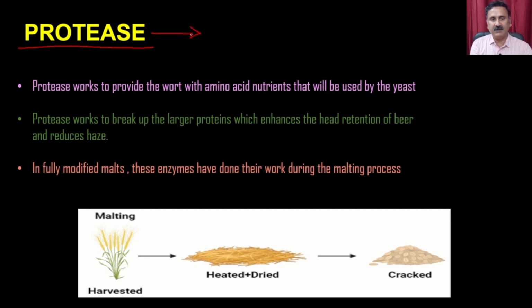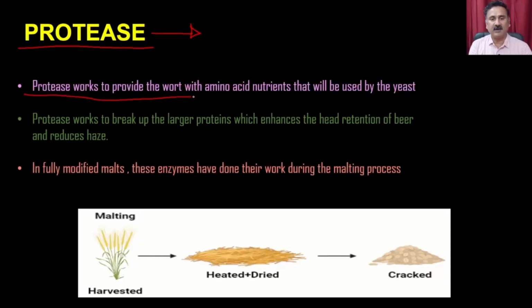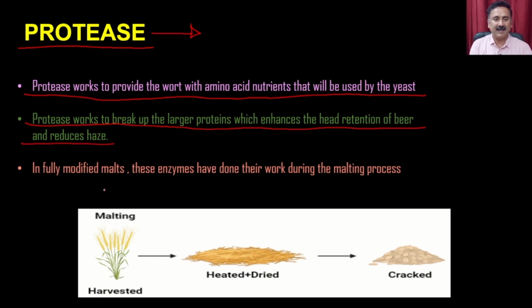We have already discussed in detail how you can produce the protease from microbial sources, how you can purify it, and how you can do the characterizations. Protease works to provide the wort with the amino acid nutrients that will be used by the yeast. The protease works to break up the larger proteins, which enhances the head retention of the beer and reduces the haze. In fully modified malt, these enzymes have done their work during the malting process.